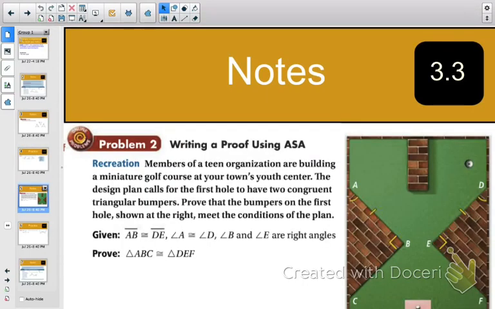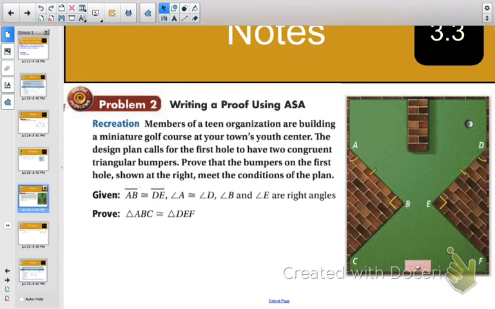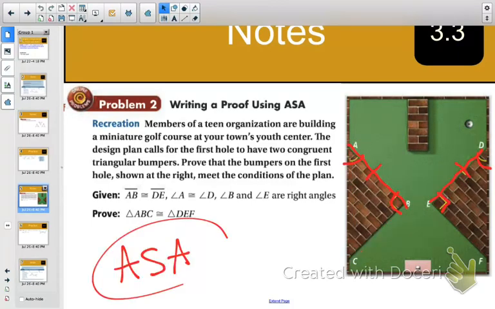Alright, next, writing a proof. Again, we're not really writing formal proofs for now, but we can just answer the questions. It says members of a teen organization are building a miniature golf course at your town's youth center. The design plan calls for the first hole to have two congruent triangular bumpers. Prove that the bumpers on the first hole, shown at the right, meet the conditions of the plan. So we basically just need to show that those two triangles are the same size and same shape.